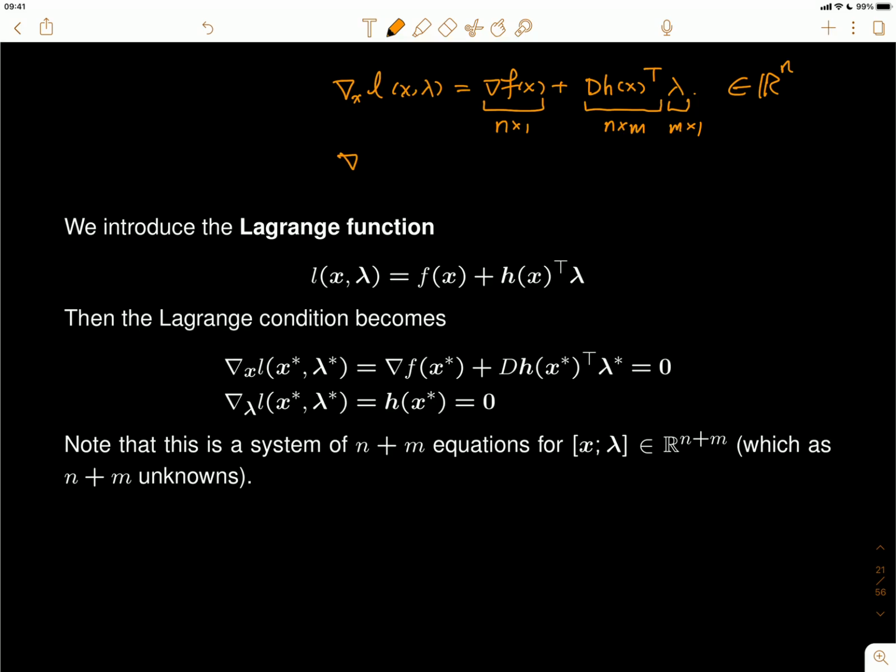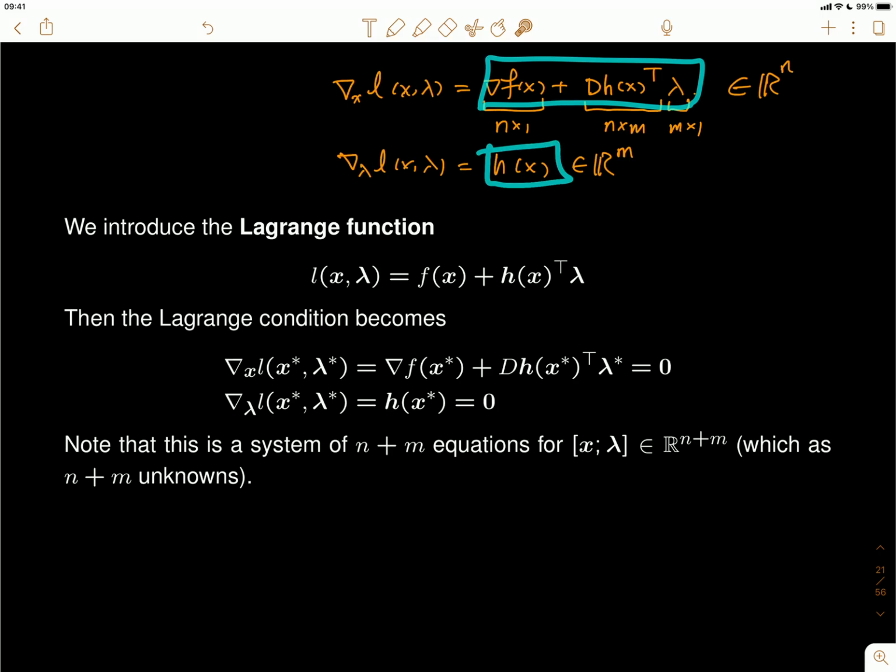And similarly, we take the derivative with respect to lambda. You can see that when we take a derivative with respect to lambda, only this vector is left, and this vector is h of x, which is in Rm. So the Lagrange condition just has this equal to 0, and also this equal to 0. That's why we can always memorize the Lagrange condition as taking the gradient with respect to x and lambda and setting them to 0.